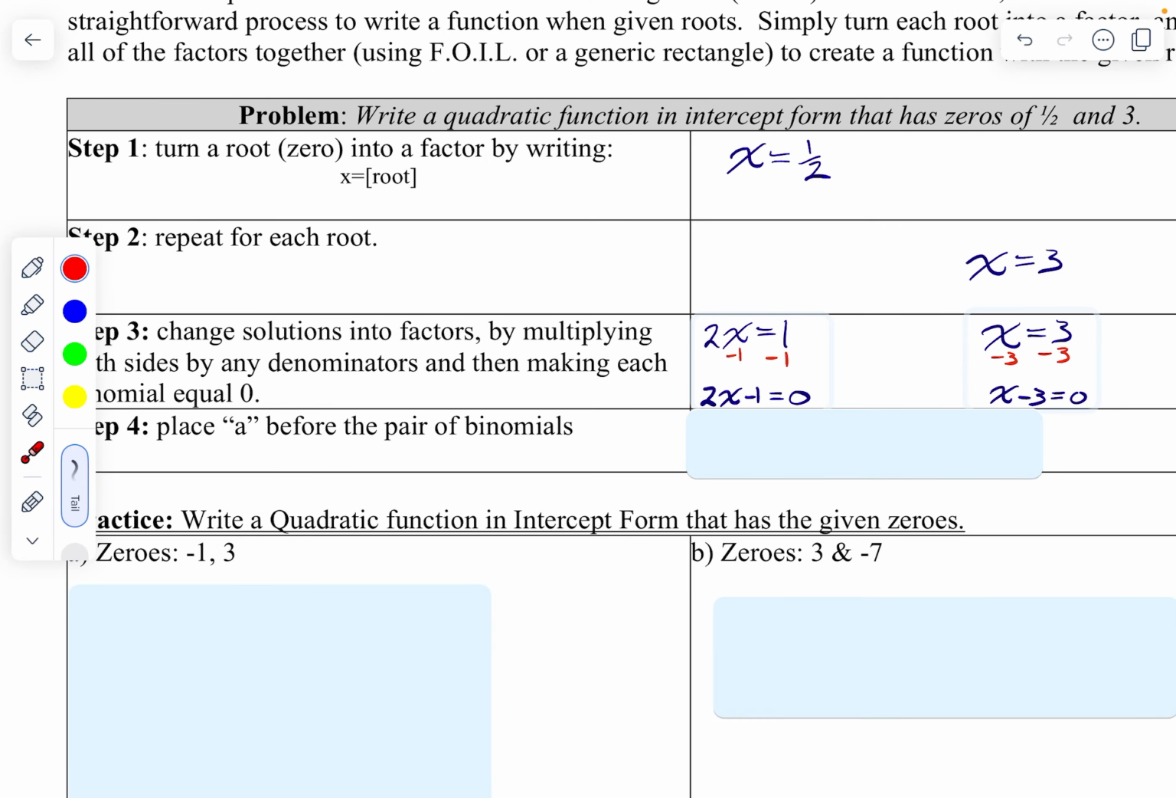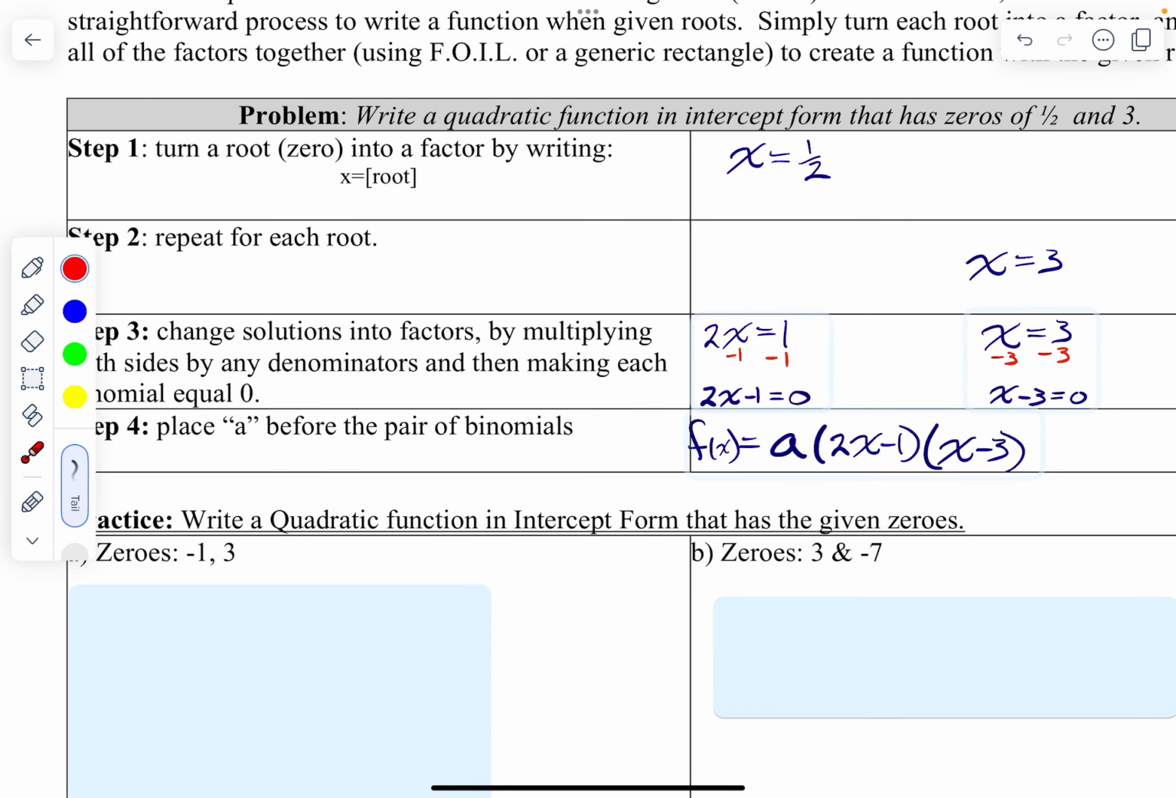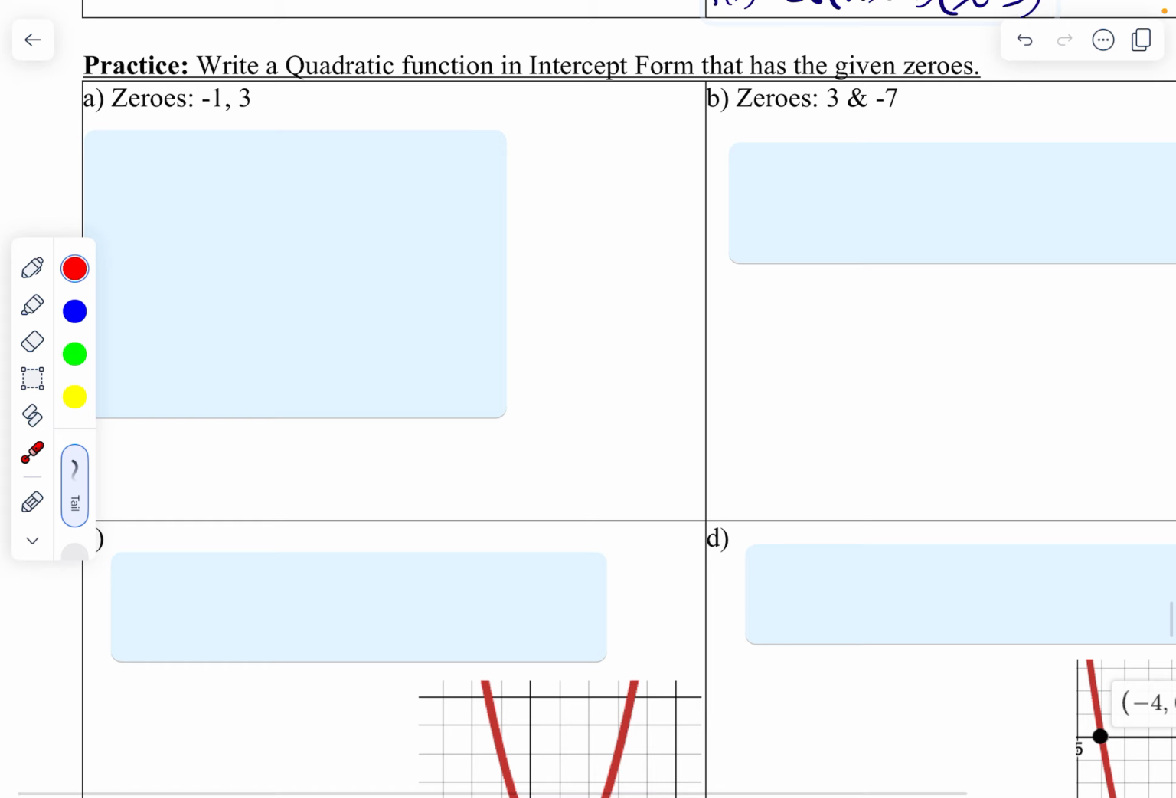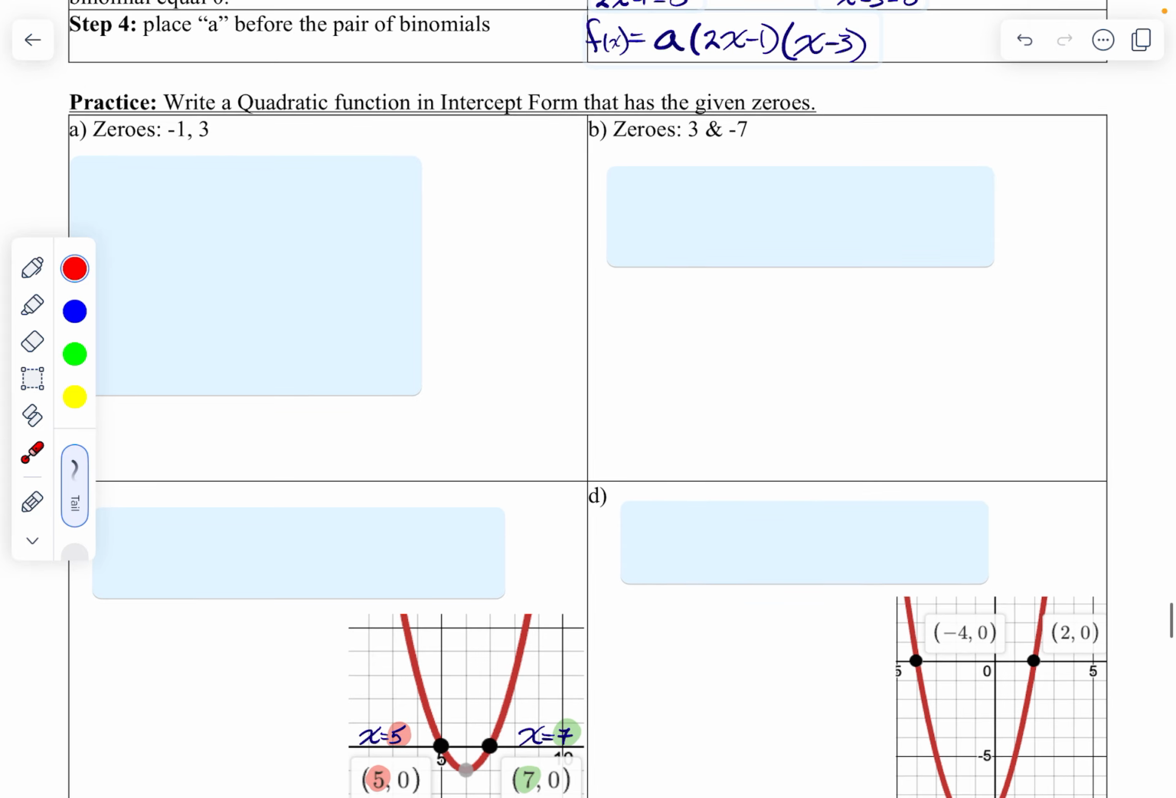Finally, to put this in intercept form, we say f of x, or the value of the function of x, equals a. We'll talk about how we find out what that value is later. We don't know what our a value is quite yet. Times my two factors, so 2x minus 1 and x minus 3. So go ahead, pause the video, and give these practice ones a shot, and then when you're ready, unpause, and we'll go through them together.